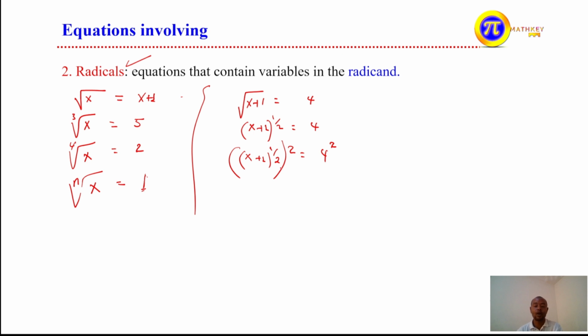You know that 1 over 2 times 2 is 1. Why? Since this means you have to take the product of their exponents. Here we have x plus 1, since 2 over 2 is 1, which is equal to 4 squared, that is 16. Then what is the value of x? x is equal to 16 minus 1, which is equal to 15. So we can solve problems in such a way.